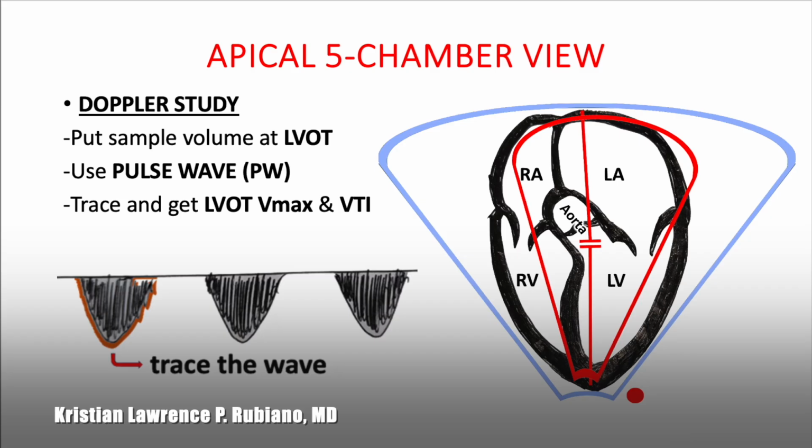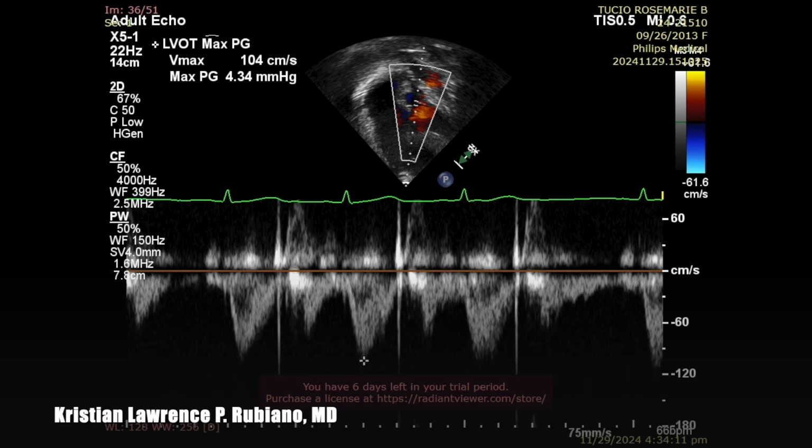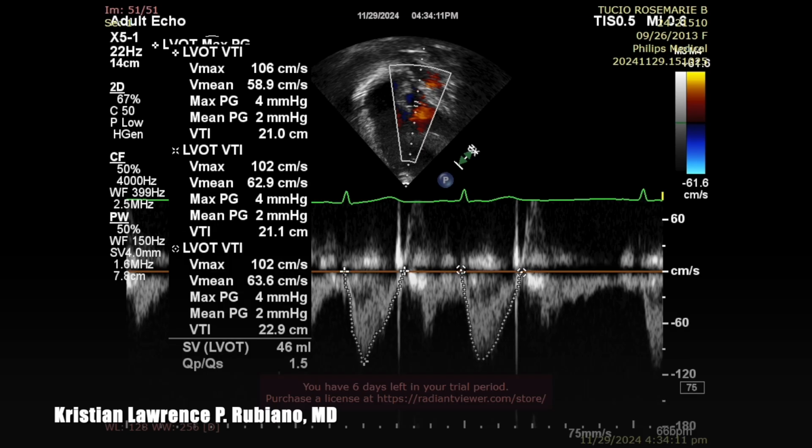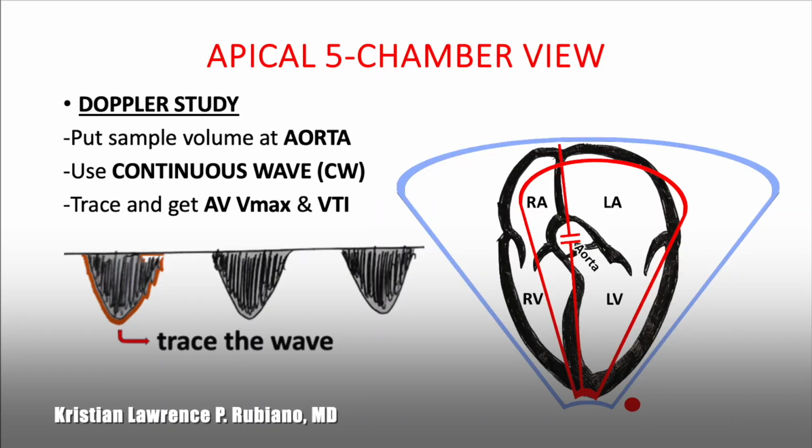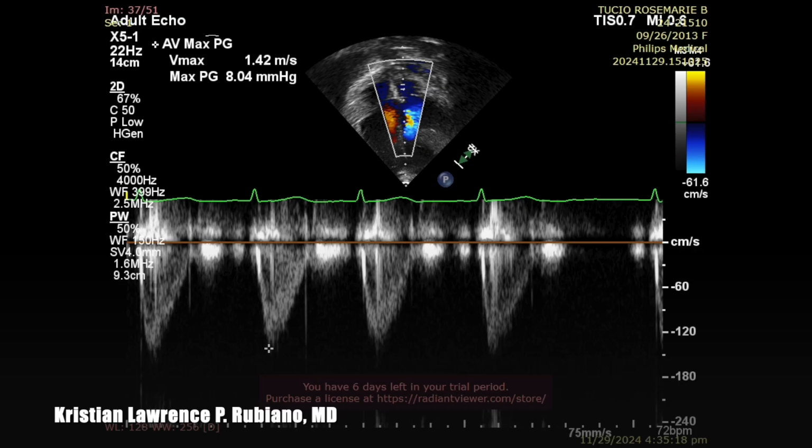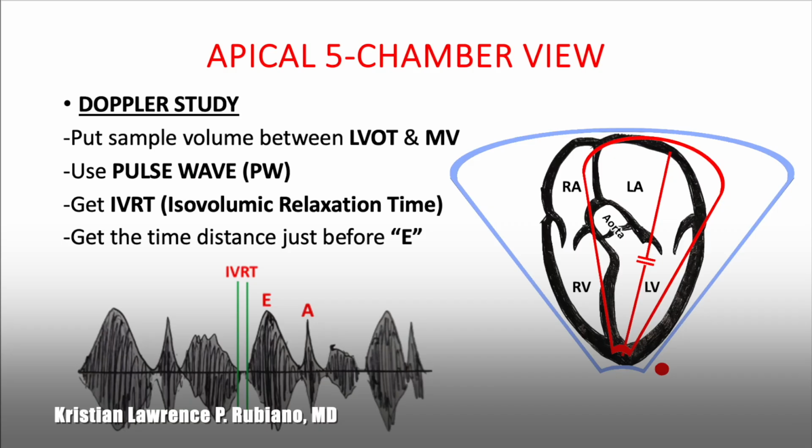Now place a Doppler cursor at the LV outflow tract, then do pulse wave to get the LVOT Vmax. Now, we can trace the LVOT Doppler to get the VTI. A while ago, we traced the RVOT VTI to later compute for the QPQS. Next, we move the Doppler cursor to the aorta to use continuous wave to get the AV Vmax. Also, we can trace for the VTI.